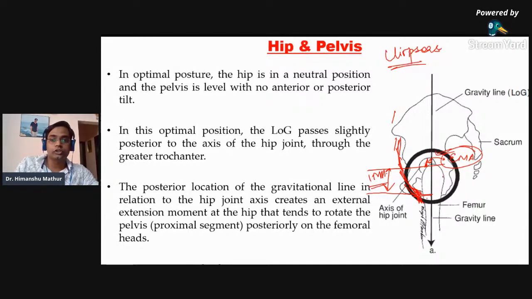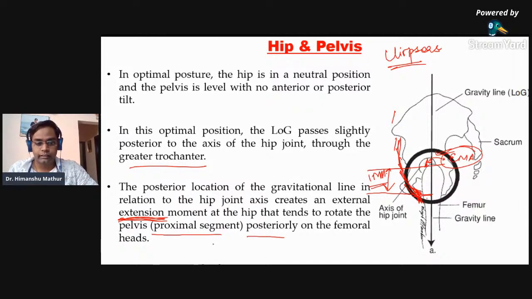Fine. So in this case also, it is counteracted by both tension in the non-contractile structures and contraction of the contractile structures. Now in this optimal position, the line of gravity passes slightly posterior to the axis of the hip joint through the greater trochanter. The posterior location of the gravitational line in relation to the hip joint axis creates an external extension moment. Extension at the hip joint, extension at the knee joint. At the hip, that tends to rotate the pelvis, the proximal segment, posteriorly on the femoral head. You can call it the sway back posture also.